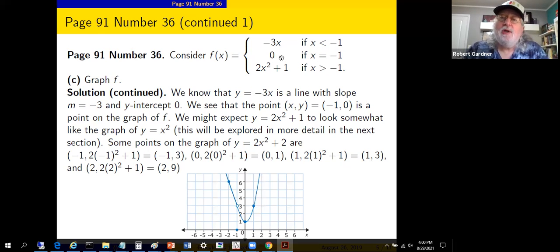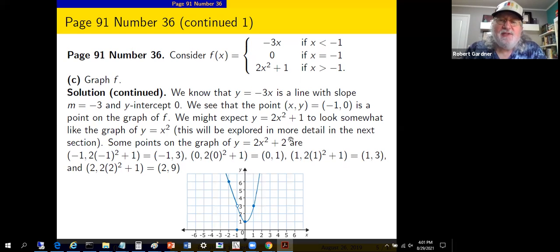When x is -1, we get out 0. So we'll have the point -1, 0 on the graph. There it is right there. -1, 0. By the way, that was the x-intercept, as we discussed above. That gives us a single point there. Now we want to graph 2x squared plus 1 for x greater than -1.